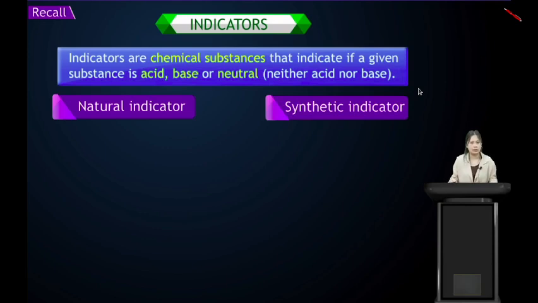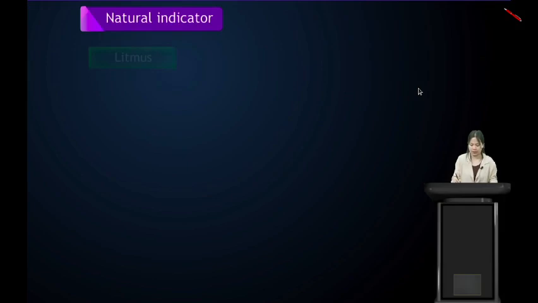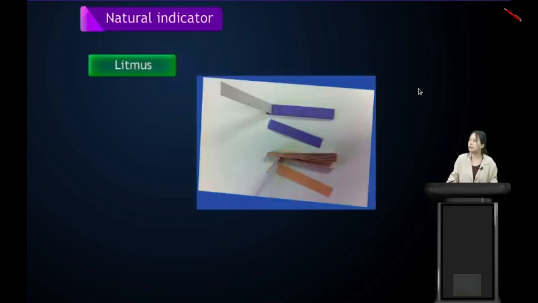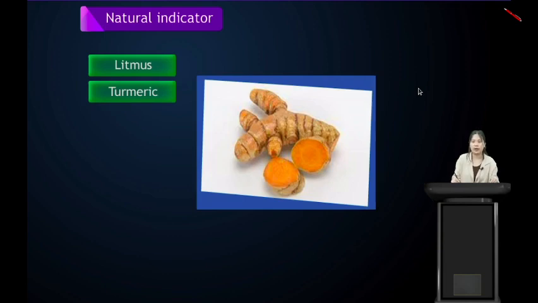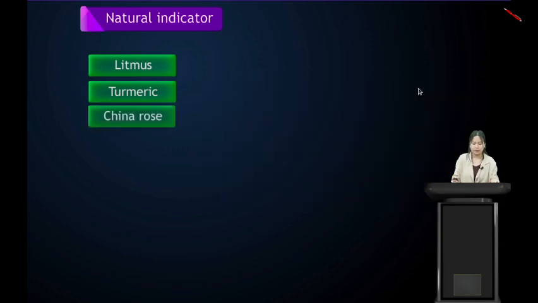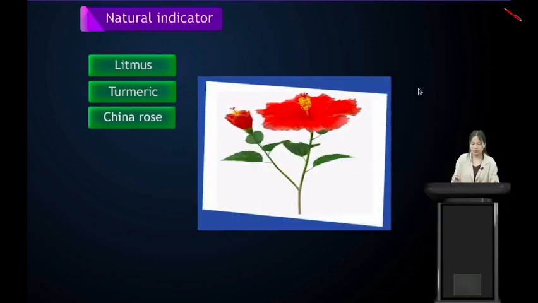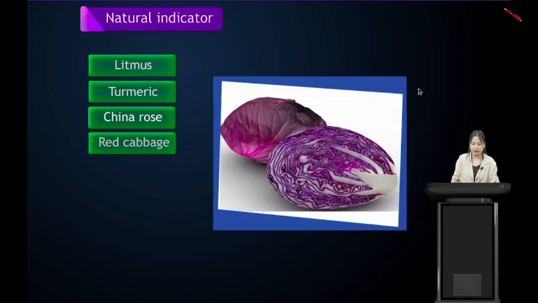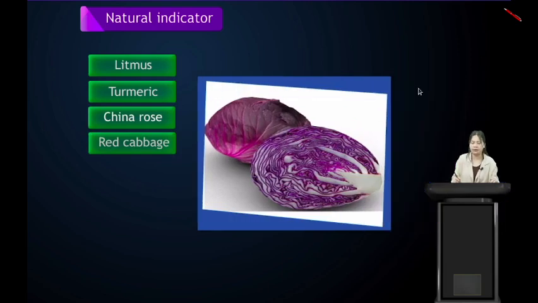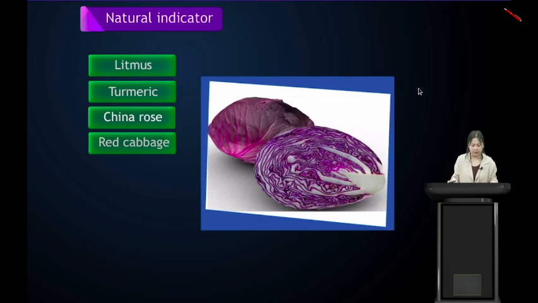Synthetic indicators are those indicators made by man. So let us see natural indicators. What are natural indicators? Let us see some. Some of the natural indicators include litmus, turmeric or haldi, then we have the China rose and the red cabbage. So these are some examples of natural indicators. Using these we can identify whether the given substance is acid or base.